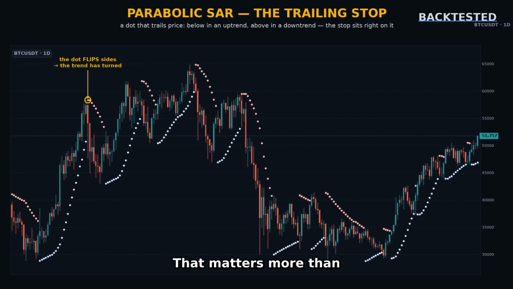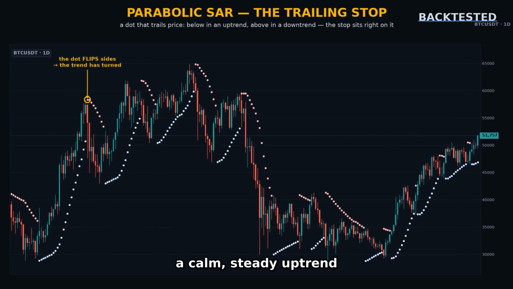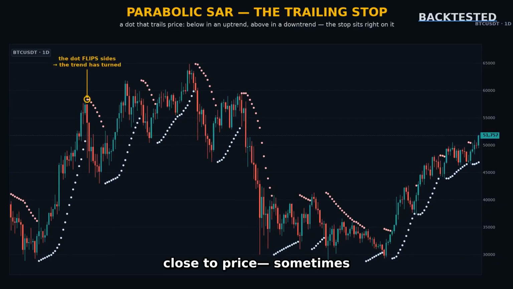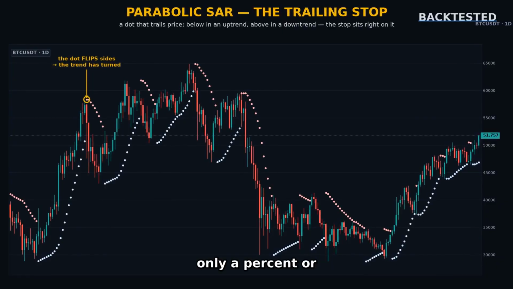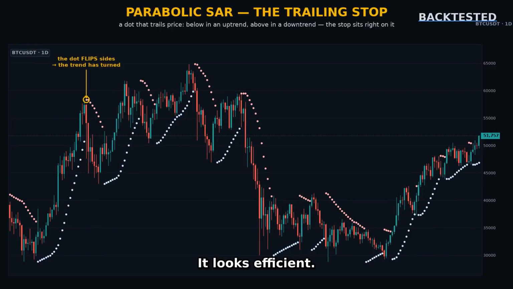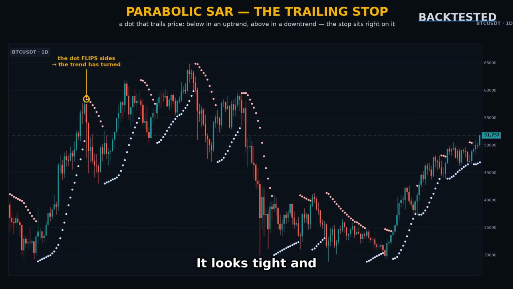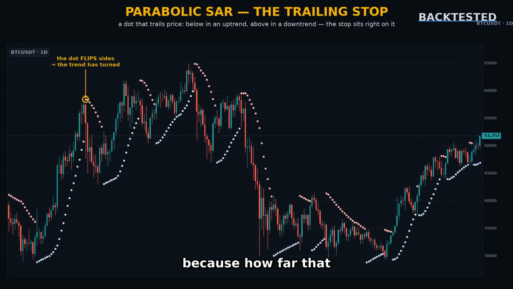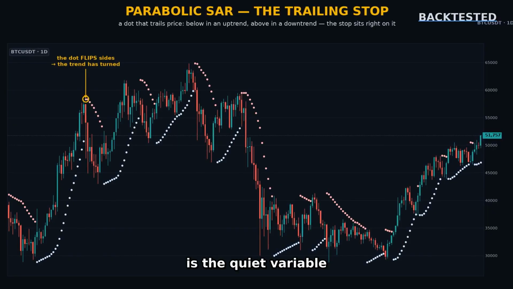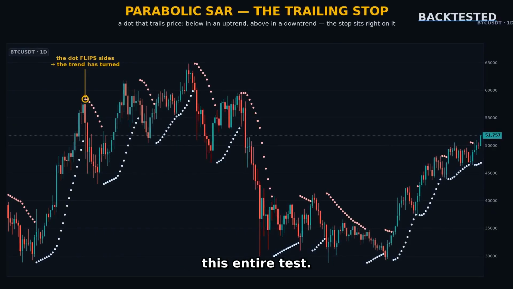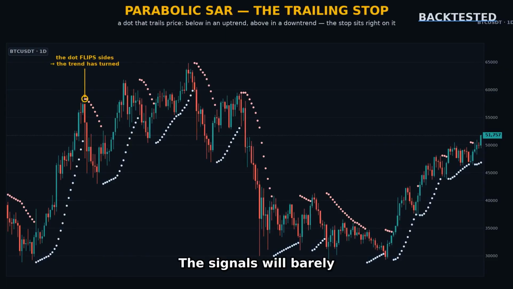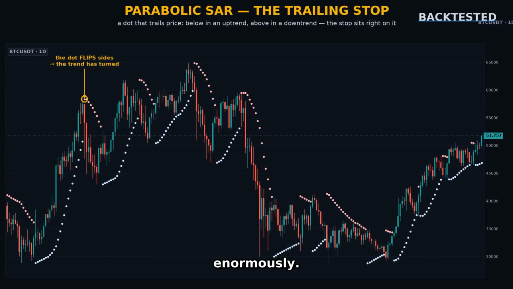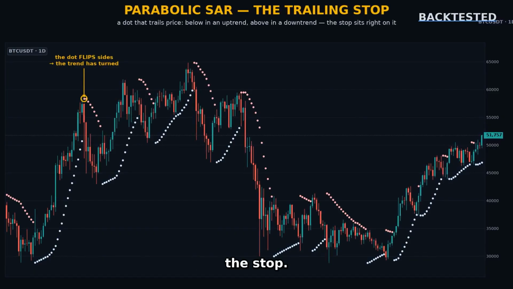That matters more than it sounds, because in a calm, steady uptrend, the dot sits very close to price, sometimes only 1% or 2% away. It looks efficient. It looks tight and disciplined. But hold that thought, because how far that stop sits from price is the quiet variable that ends up deciding this entire test. The signals will barely matter. The distance will matter enormously. Keep your eye on the stop.